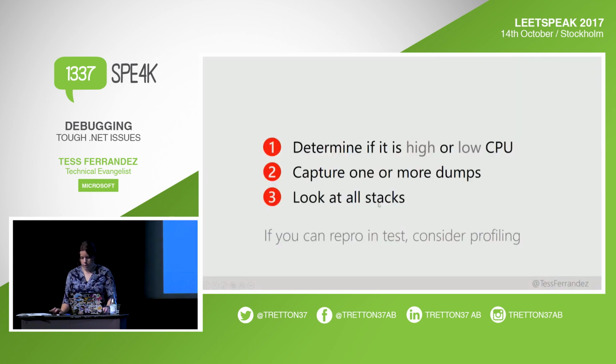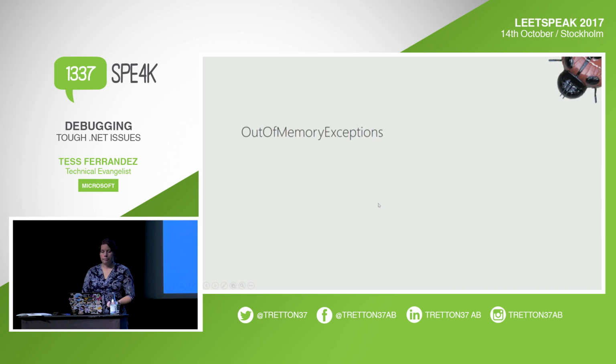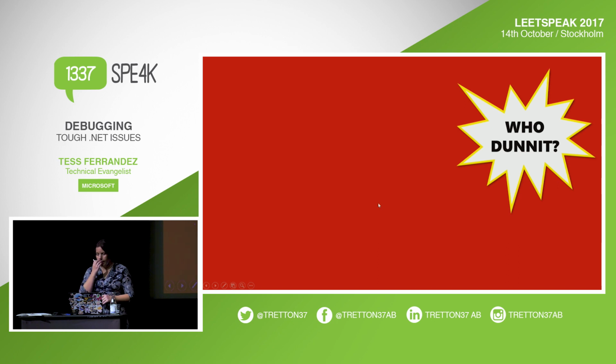Okay, so we're into the last stretch, which is memory leaks. And memory leaks, you see them as out-of-memory exceptions or as slow response times because the CPU is too high in garbage collection or something. Or maybe you look at perfmon or task manager and see that the memory is very high.